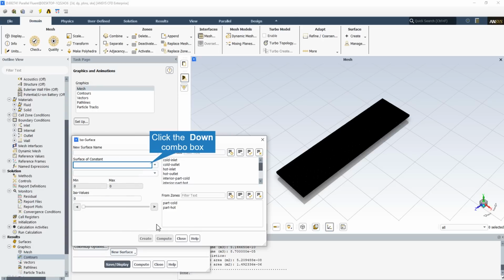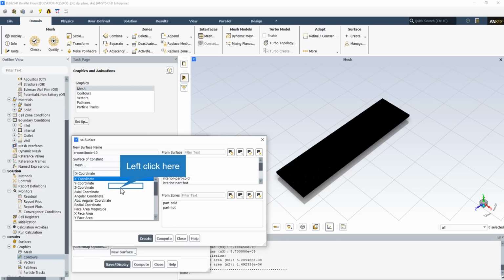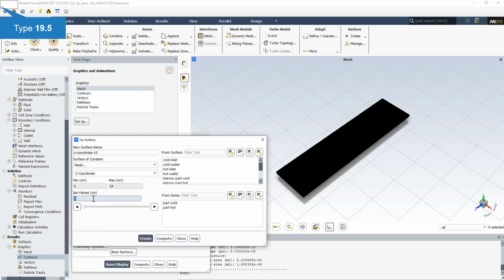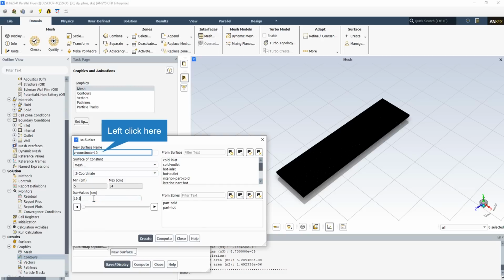For this case, we are going to define a plane that is Z constant and passes through the Chevron heat exchanger, placed at the center of the heat exchanger. So we should do the following process. The dimensions of the heat exchanger along the z-axis are between 5 and 34 centimeters, so the center line, the ISO value, would be equal to 19.5 centimeters.